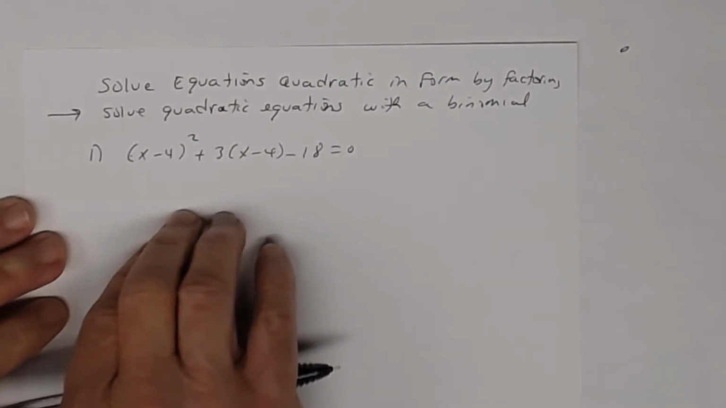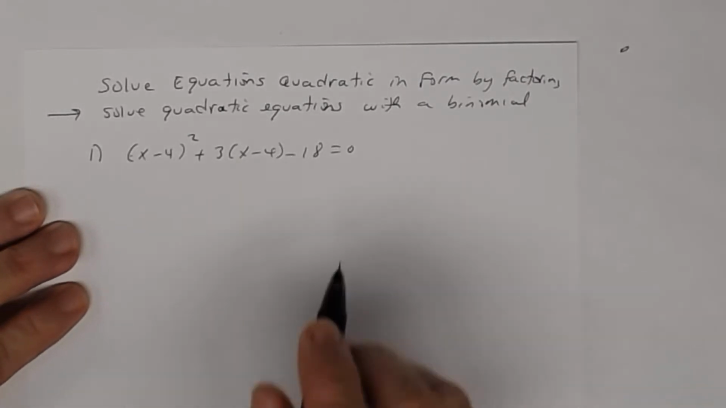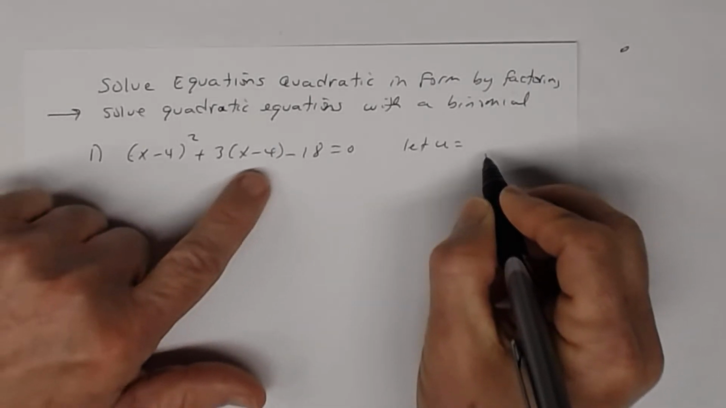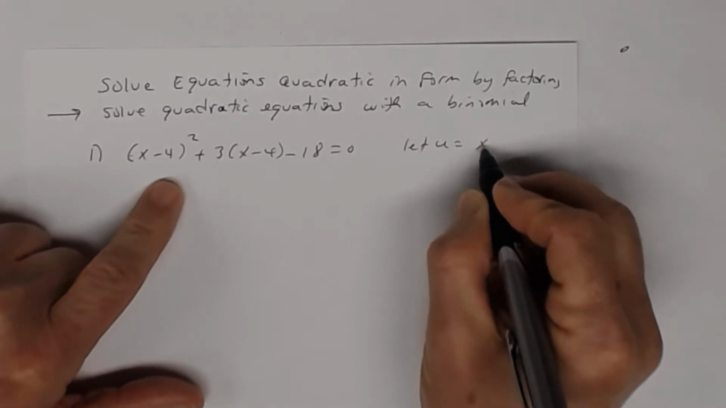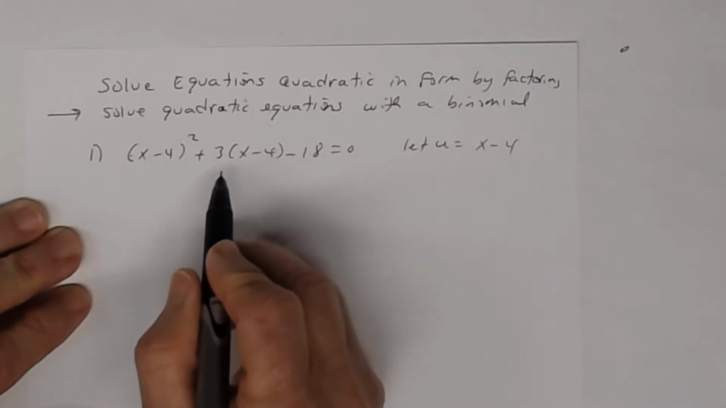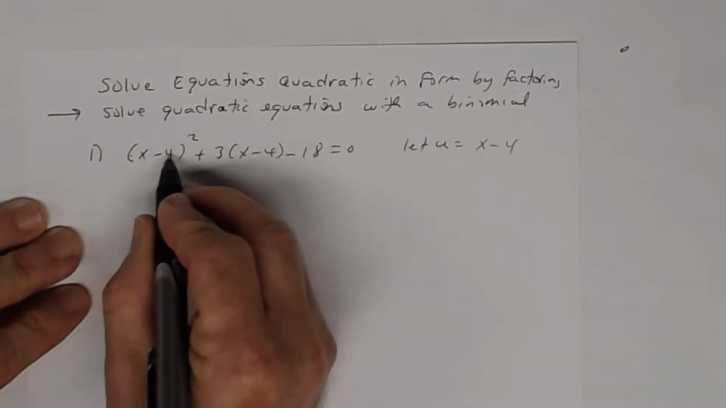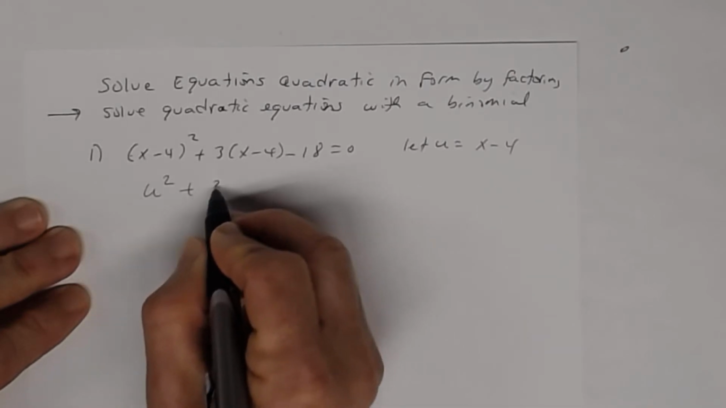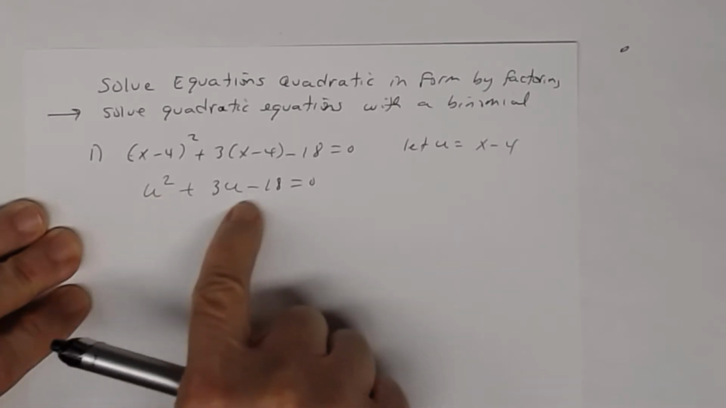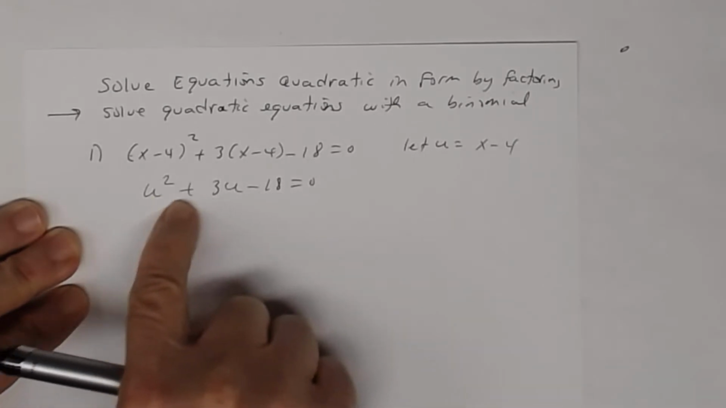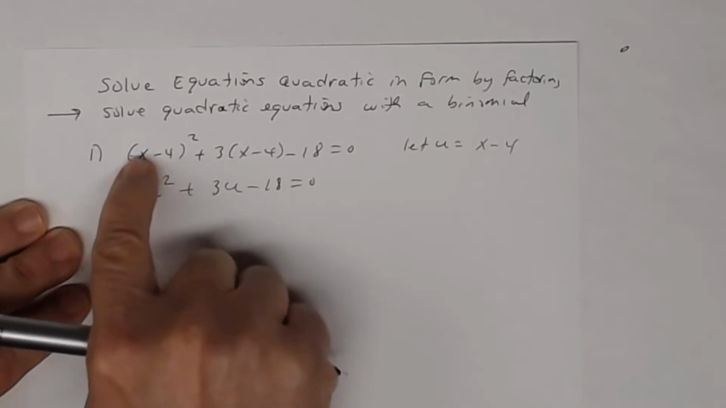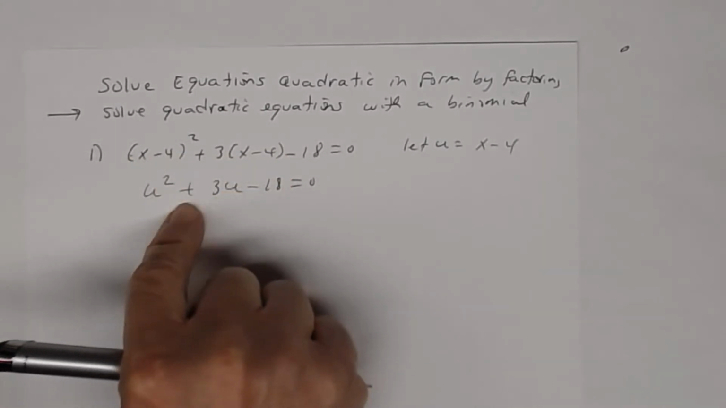So one of the ways to do this problem is to use a substitution. So see this binomial. I'm going to say let u equal that binomial, and that binomial is x minus 4. And when I let u equal x minus 4, no matter where I see that x minus 4, I'm going to let that be u, I get u squared plus 3u minus 18 equals 0. And so notice I now have this very simple quadratic equation. So this is a lot easier to solve than this one is. And so that's the way you want to do these problems.